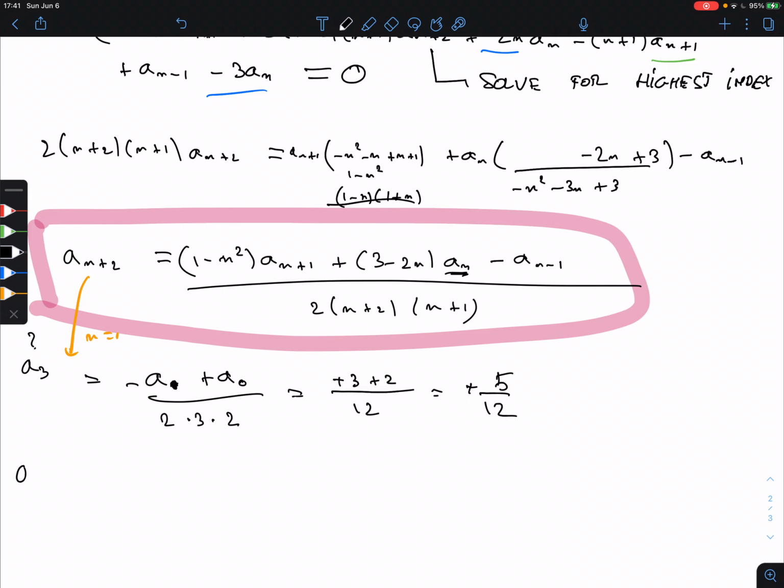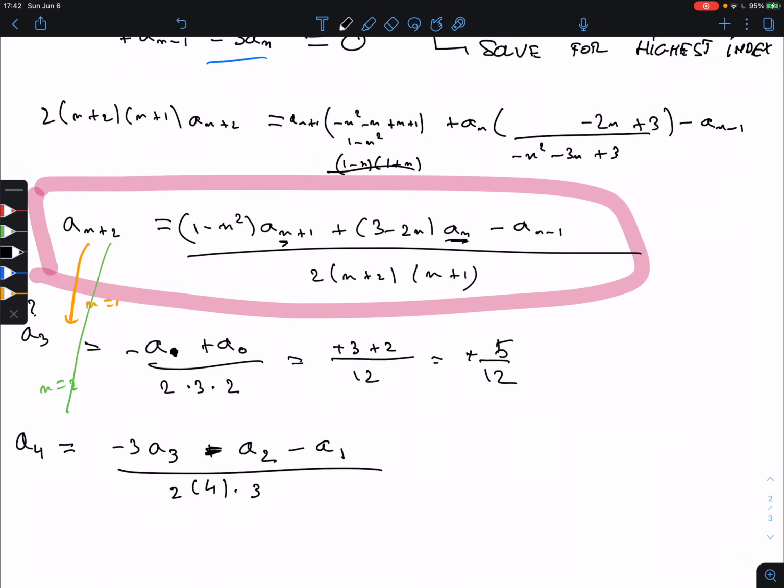Okay, and what is A4? Well, let's see what A4 is. That would be n equals 2, right? So we get 1 minus 4, that is negative 3, times A3, if I plug in 2 here. Plus, I plug in 2 in the next term, that is 3 minus 4, that is negative 1, times A2, minus A1. And all that divided by 2 times 4 times 3. Plugging in n equals 2 everywhere.